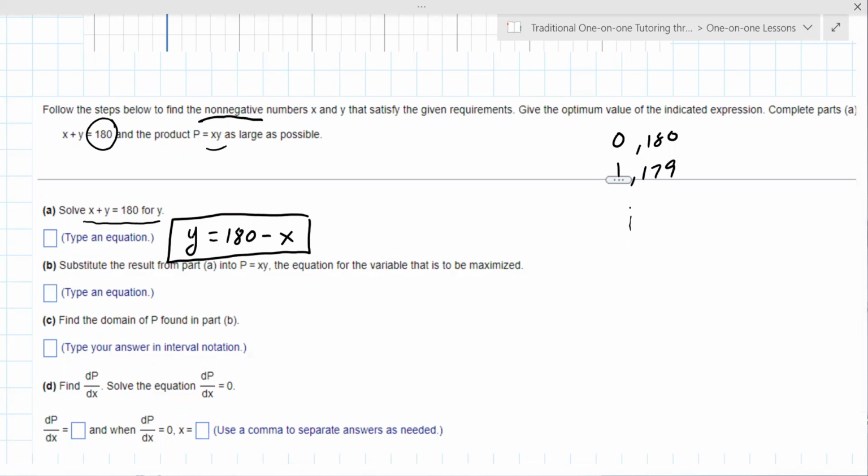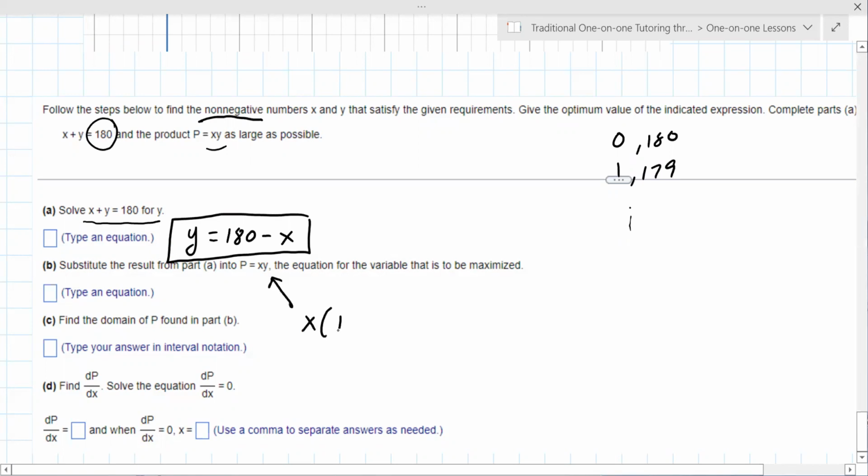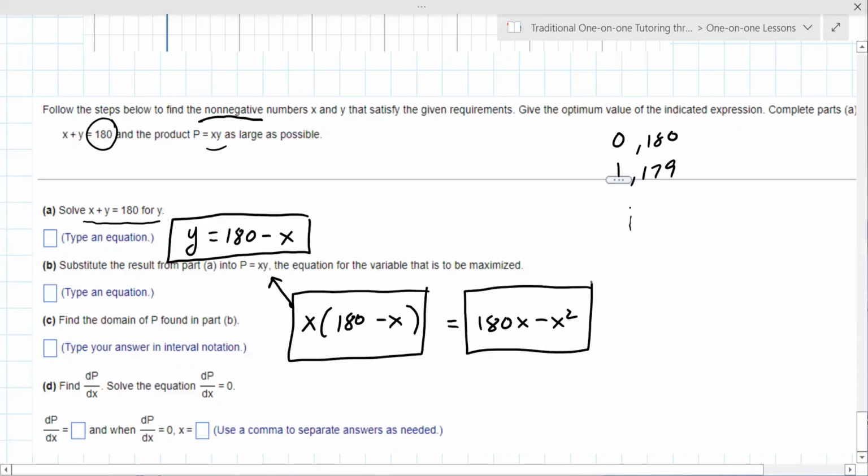So now they're saying take your answer from part A, take 180 minus x and plug it in for y. So it's x times 180 minus x. Okay, now you could simplify, you could say, okay, it's 180x minus x squared. I think it'll take either of these. Really don't know for sure, but one or the other goes in that second box there.